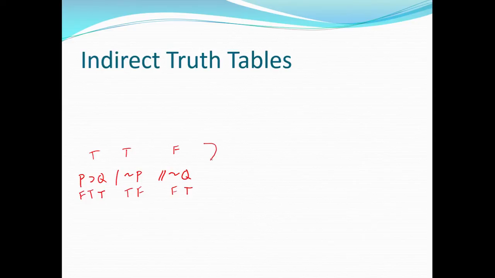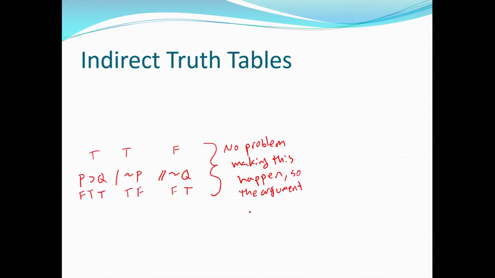So here, you had no problem making this happen. So the argument is invalid, because it allows for all true premises and a false conclusion.